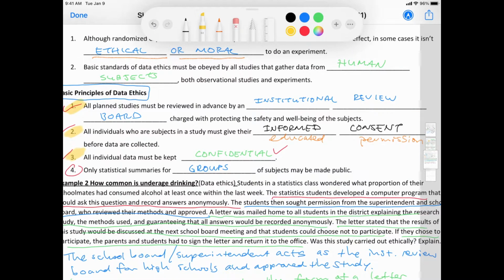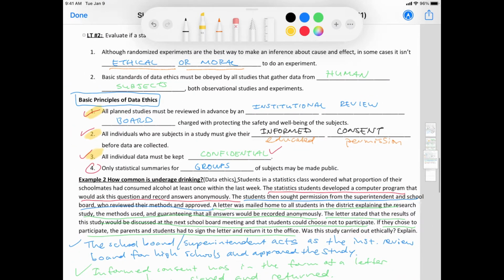All right, example number 2 here. How common is underage drinking? This is all about data ethics. Students in a statistics class wondered what proportion of their schoolmates had consumed alcohol at least once within the last week. The statistics students developed a computer program that would ask this question and record answers anonymously. The students then sought permission from the superintendent and school board, who reviewed their methods and approved. A letter was mailed home to all students in the district explaining the research study, the methods used, and guaranteeing that all answers would be recorded anonymously.